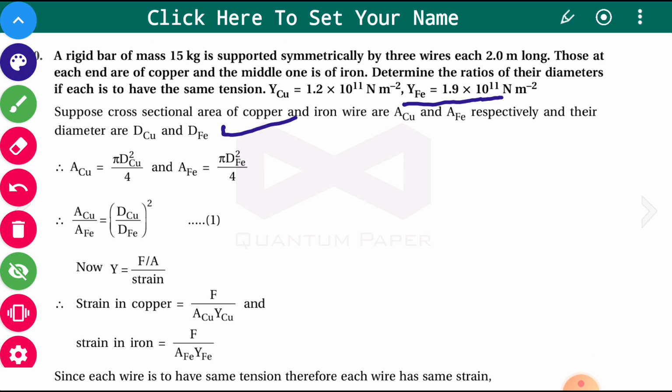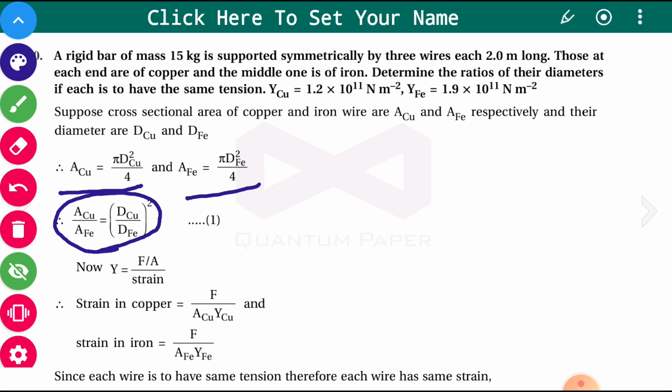Diameter of copper we take as dCu and diameter of iron we take as dFe. Area of cross section of copper we take as ACu, and area of cross section of iron we take as AFe. Now area is nothing but pi r square and r is diameter by 2, so area of copper becomes pi into diameter of copper square upon 4. Similarly, area of iron wire is pi into dFe square divided by 4, so area of copper upon area of iron will be dCu upon dFe, the whole square.